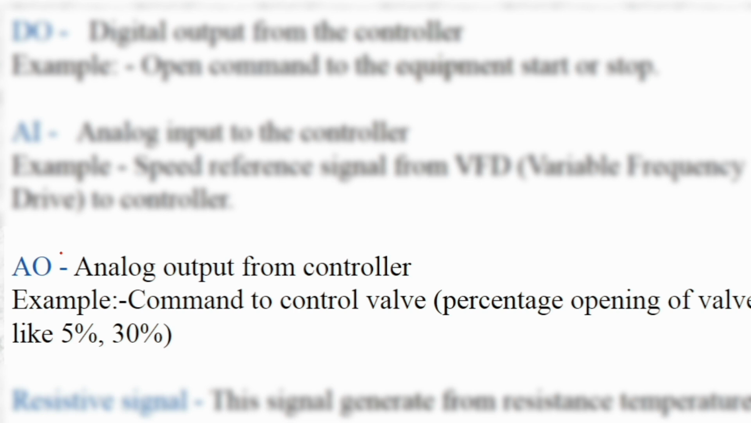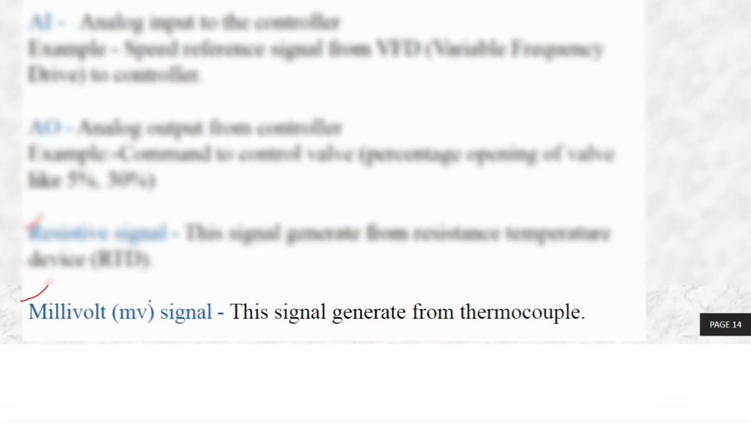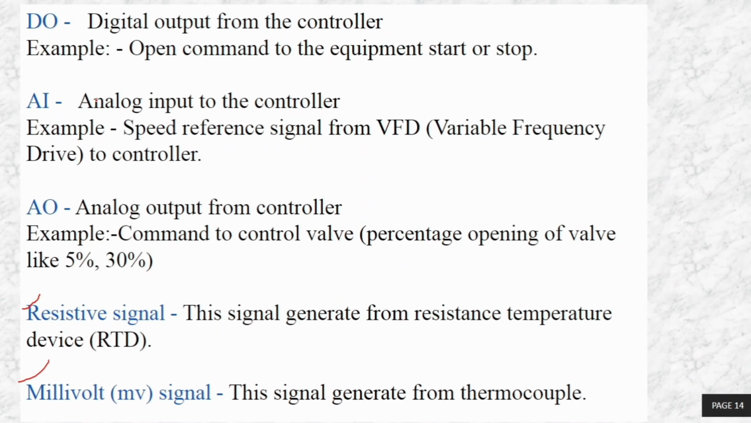AO is analog output from the controller. Resistive signal and millivolt signal: RTD we will learn in the temperature measurement chapter, and millivolt also only in the temperature measurement chapter. This is just for information on what types of signals are present in our control system and instrumentation, and I am giving you one example for better understanding.